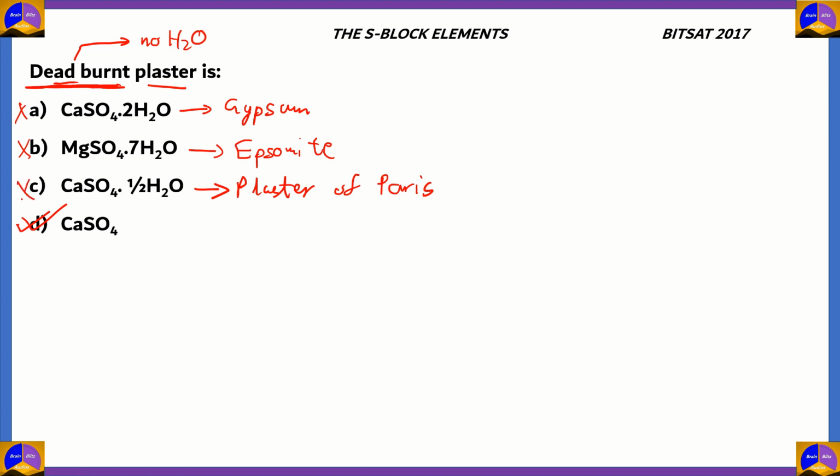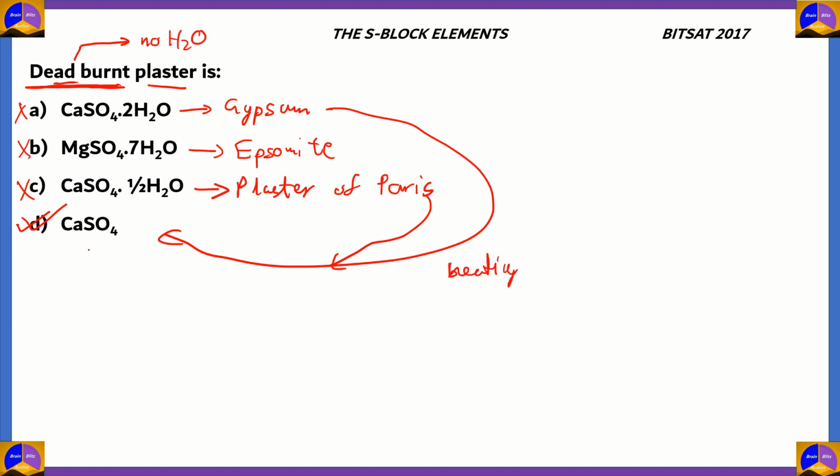So option C is incorrect, and when you burn out gypsum or plaster of Paris, you get CaSO4 by itself. CaSO4 is anhydrous, so that means it does not have any water, and that's why it's called dead burnt plaster. So option D, CaSO4, is the correct option.